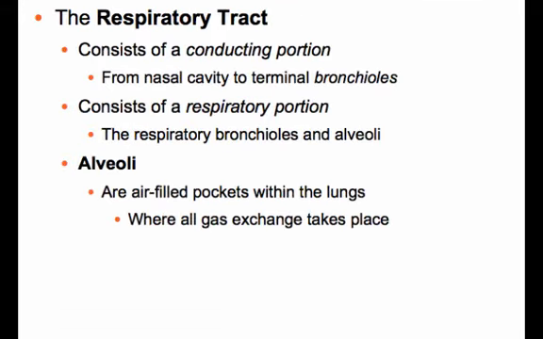The respiratory system can also be divided functionally as a respiratory tract that consists of a conducting portion and a respiratory portion. The conducting portion brings air into the lungs and includes structures from the nasal cavity to the terminal bronchioles. The respiratory portion includes the surfaces where gas is exchanged with the blood, including the respiratory bronchioles and the alveoli. The alveoli are air-filled pockets within the lungs where the gas exchange takes place.